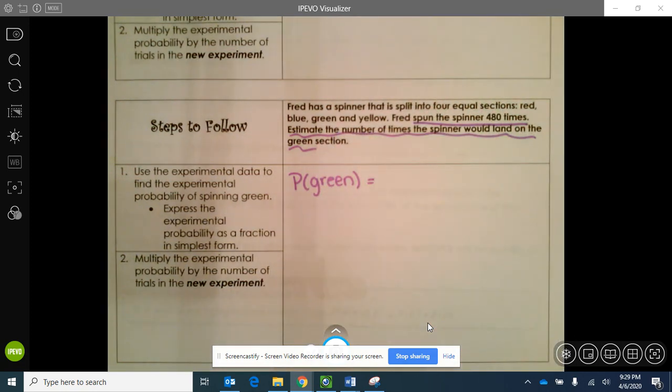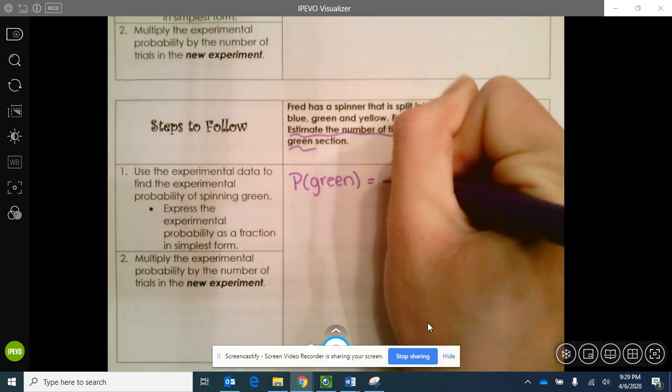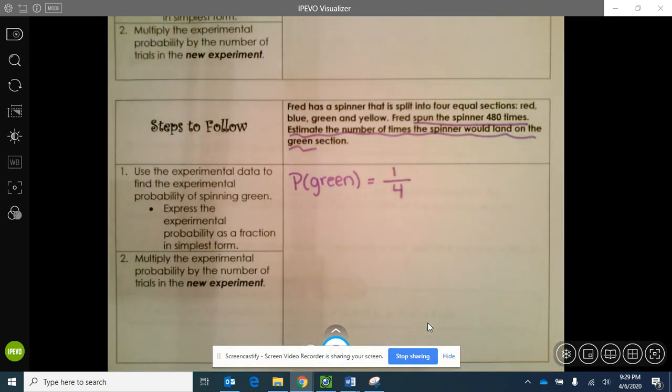So if my spinner has 4 sections, that means I have 4 total outcomes. And I'm looking to see how many of those outcomes are green. So I only have 1 section of my spinner that's green. So my probability of spinning green would be 1 out of 4, 1/4.